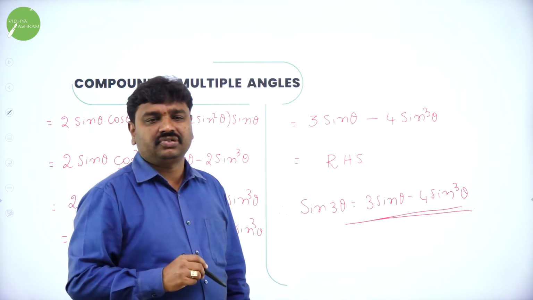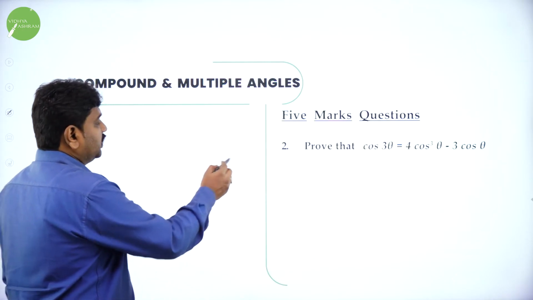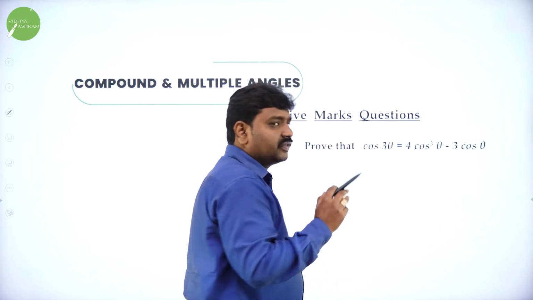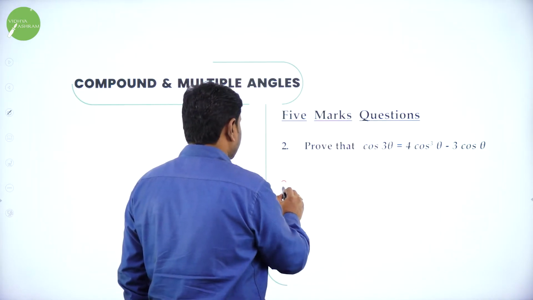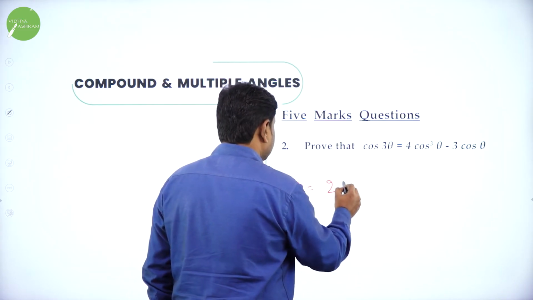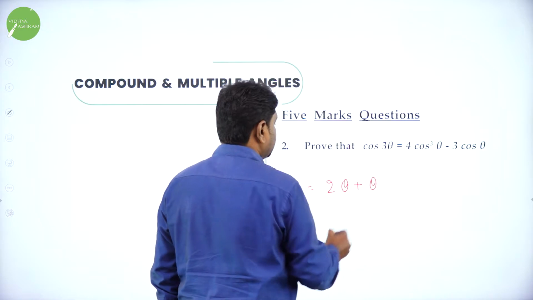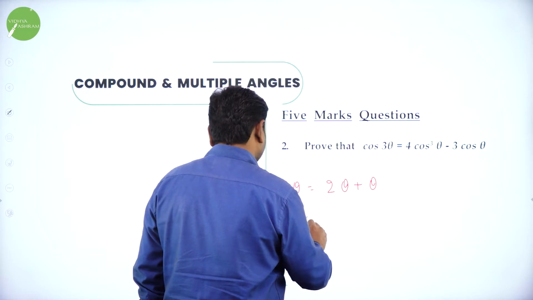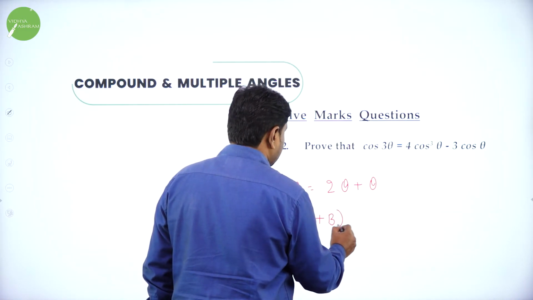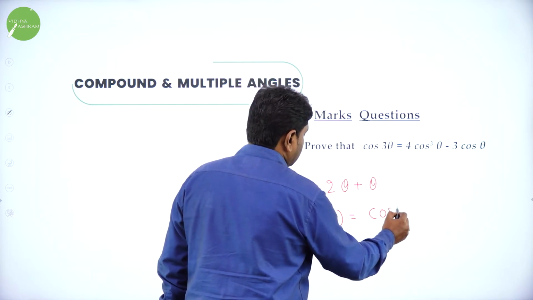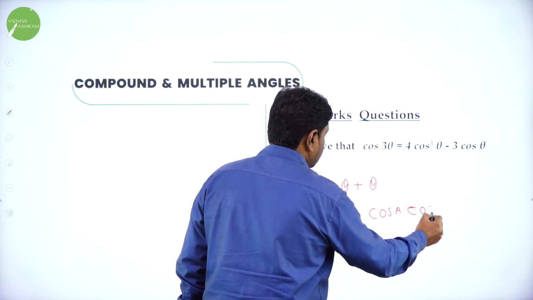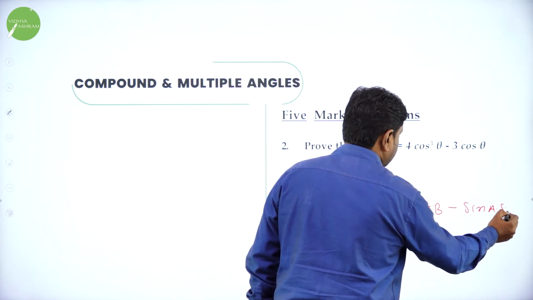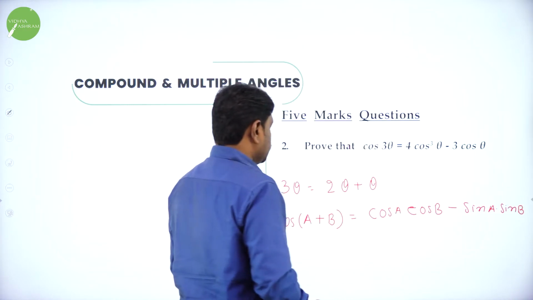I hope all of you got this. Next, prove that cos 3 theta is equal to 4 cos cube theta minus 3 cos theta. Again we use the same technique. 3 theta, all of you know, can be written as 2 theta plus theta. Can we write 3 theta as 2 theta plus theta? And we'll get the compound angle cos of A plus B. You should know the cos of A plus B formula. What is cos of A plus B? Cos of A plus B is cos A cos B minus sin A sin B. So these two are the basics.